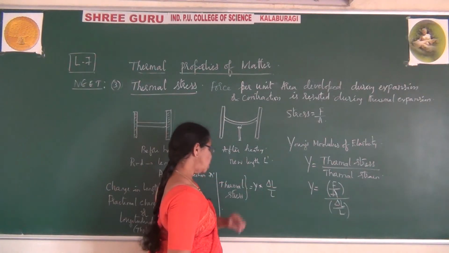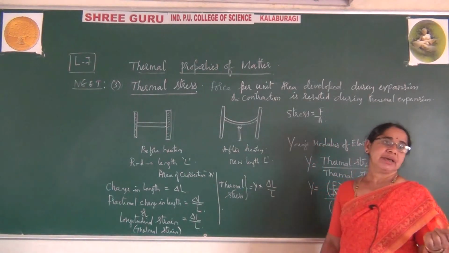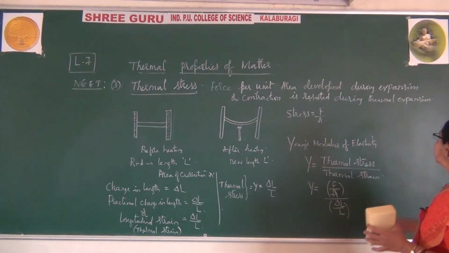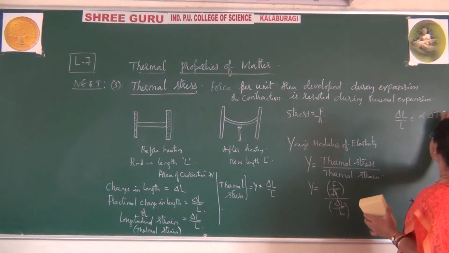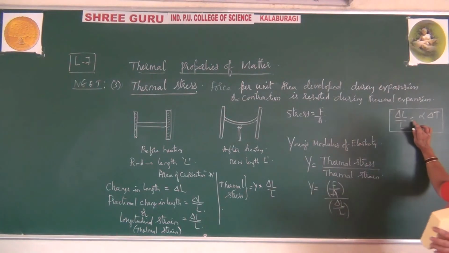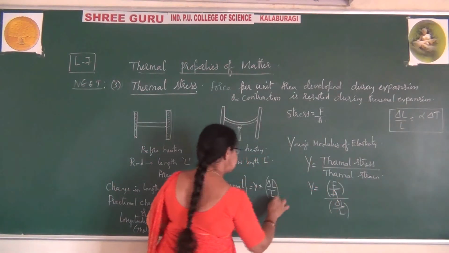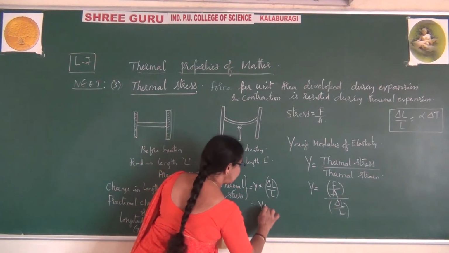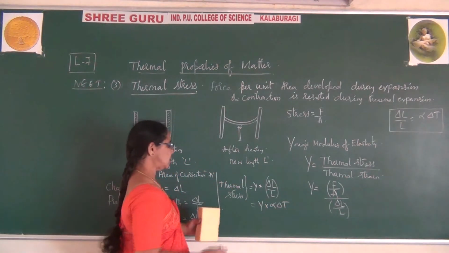Okay. Now this can also be written as, in the previous class we have learned the linear expansion, where delta L by L is equal to alpha delta T. This concept we have learned. I think you are familiar with this. This delta L by L can also be written as Y into alpha delta T. This is one formula for thermal stress.